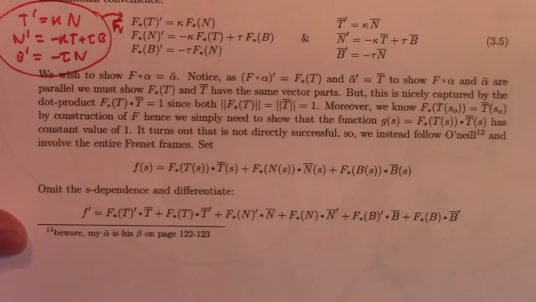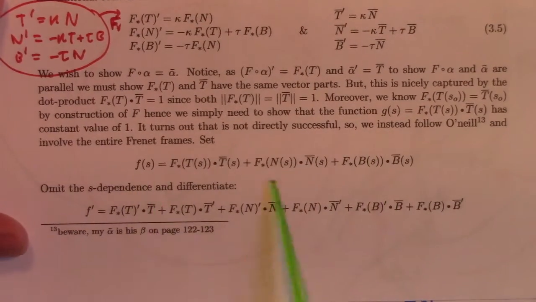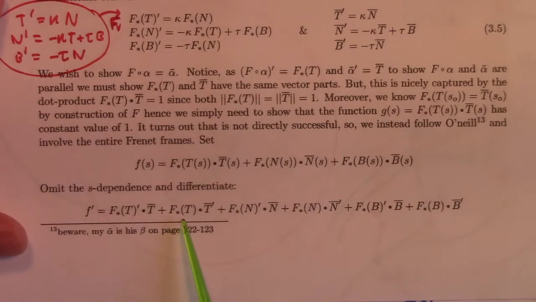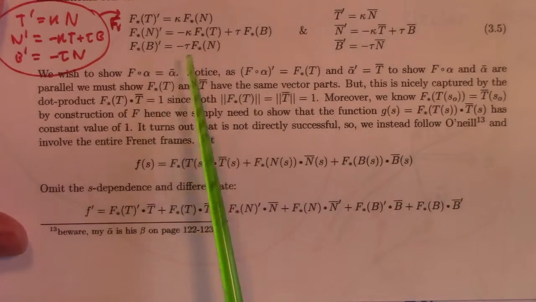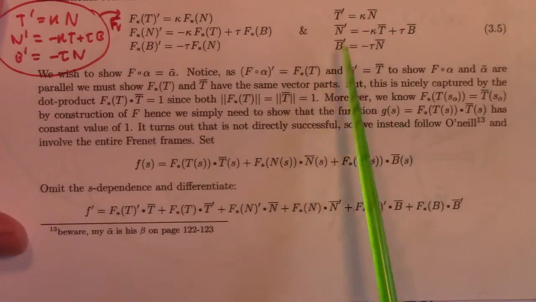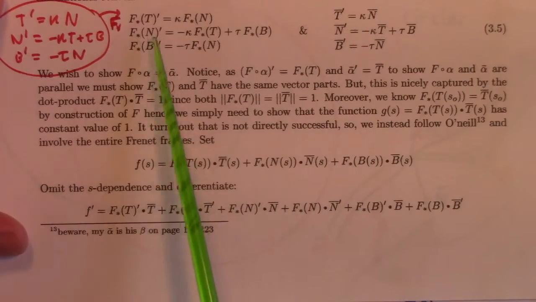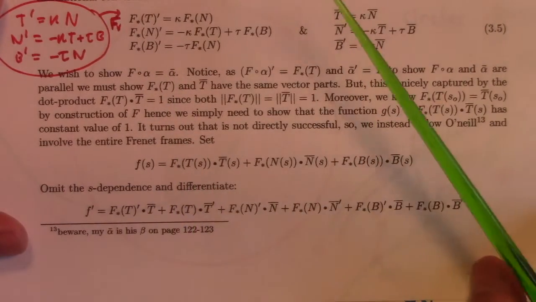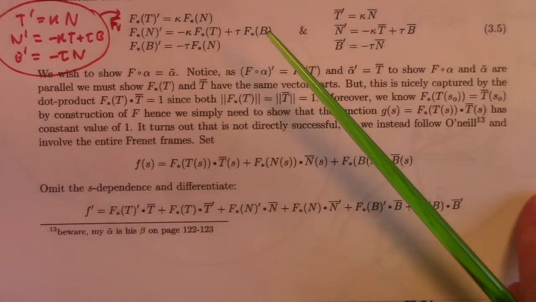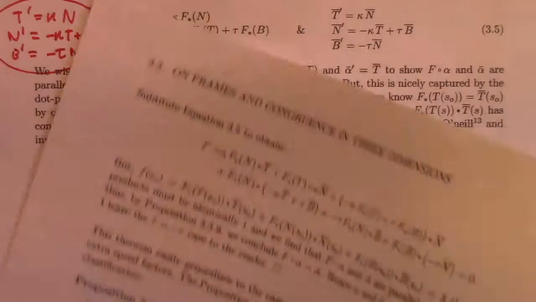Yay. So you differentiate this. Of course, you get f prime dot that, the push forward dot t bar prime, and so forth. But this we can write as that. T bar prime is kappa n bar. See, all these derivatives we can simplify by equation 3.5. And when we do that, what happens?